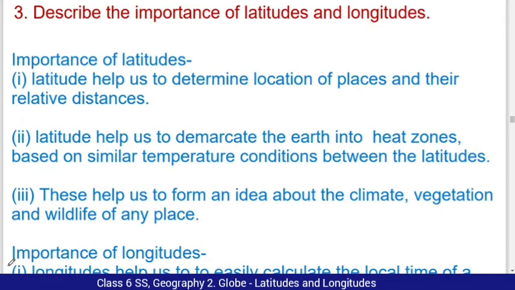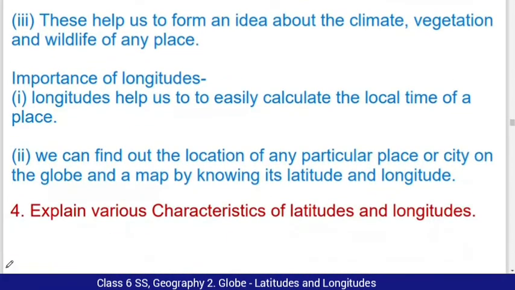The importance of longitudes. Longitudes help us to easily calculate the local time of a place. We can find out the location of any particular place or city on the globe and a map by knowing its latitude and longitude.